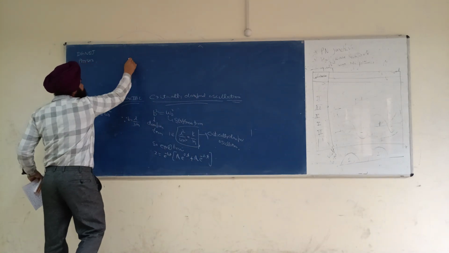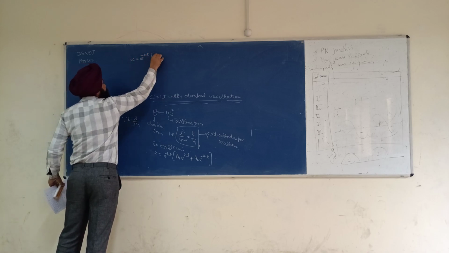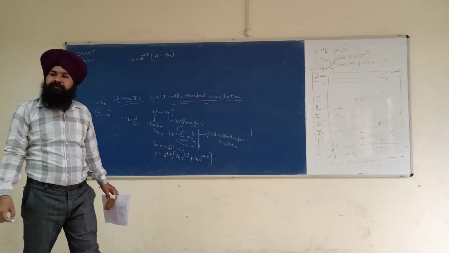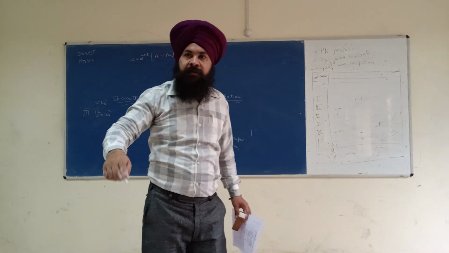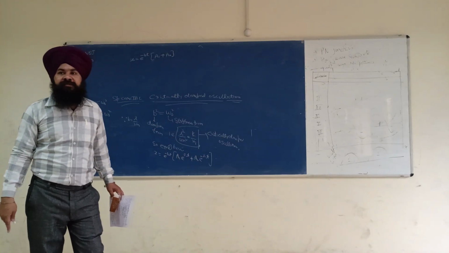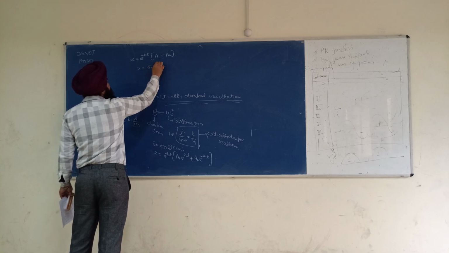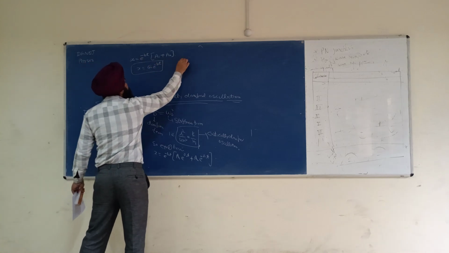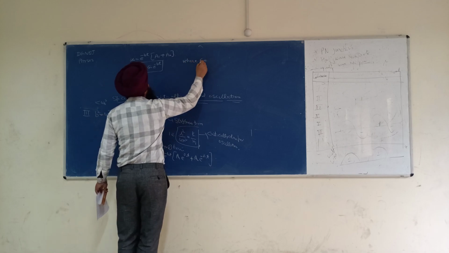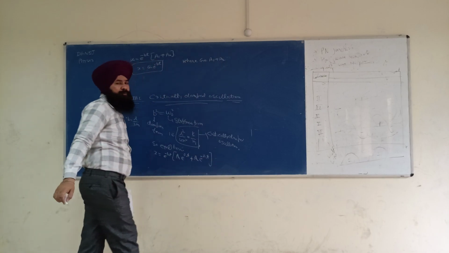हाँ जी, तो x is equal to e raised to power minus bt into a1 plus a2. a1 is constant, a2 is constant, constant plus constant will give me a new constant. Let us say that new constant is g. X is equal to g into e raised to power minus bt, where g is equal to a1 plus a2. Any doubt?